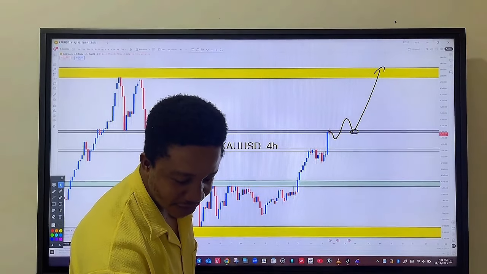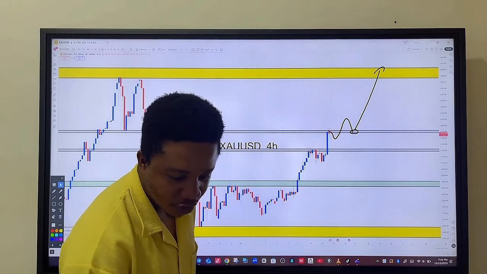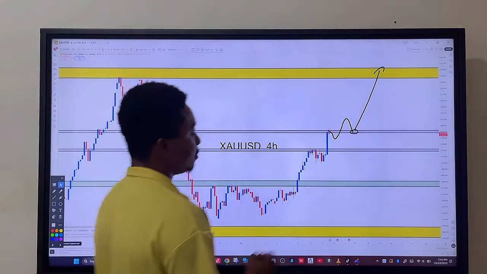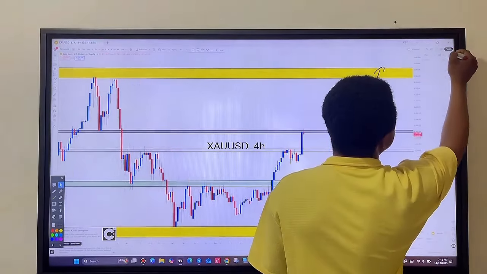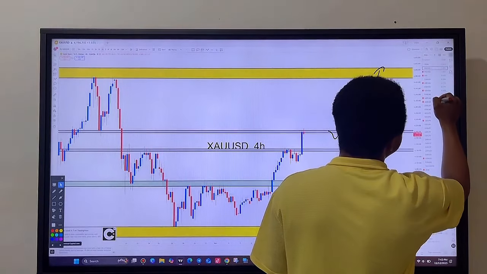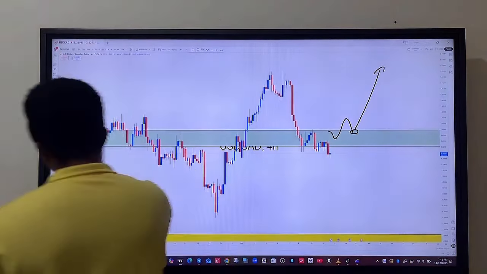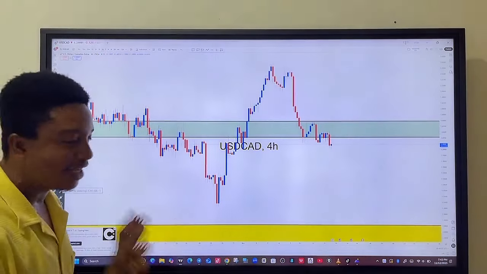Let's go all the way to USD CAD. Okay, let's go to USD CAD. Someone says USD CAD. Let's go back to USD CAD. Okay, so USD CAD, what are you expecting on this pair? Let's begin the breakdown on the higher time frame.